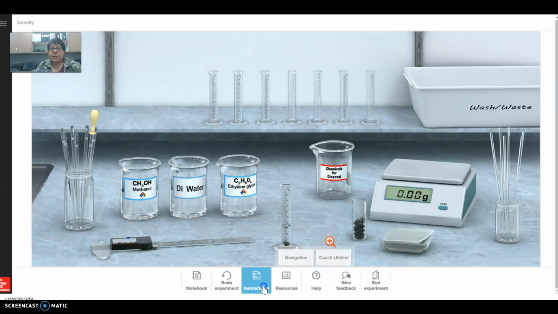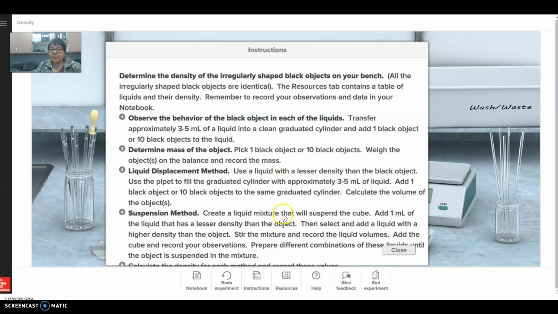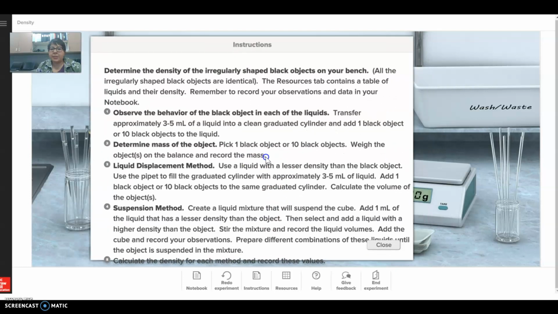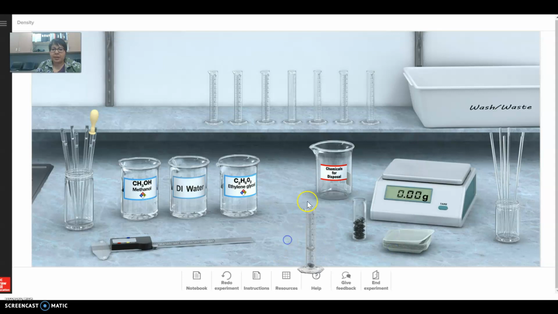And so again, you can follow the instructions step by step in this little method, and you're going to be determining the mass of the object. Then on the second part in this screen, you're going to be doing a suspension method. This is kind of fun. You're going to try and create a liquid that will cause the object to actually float. And so I don't want to give it away.